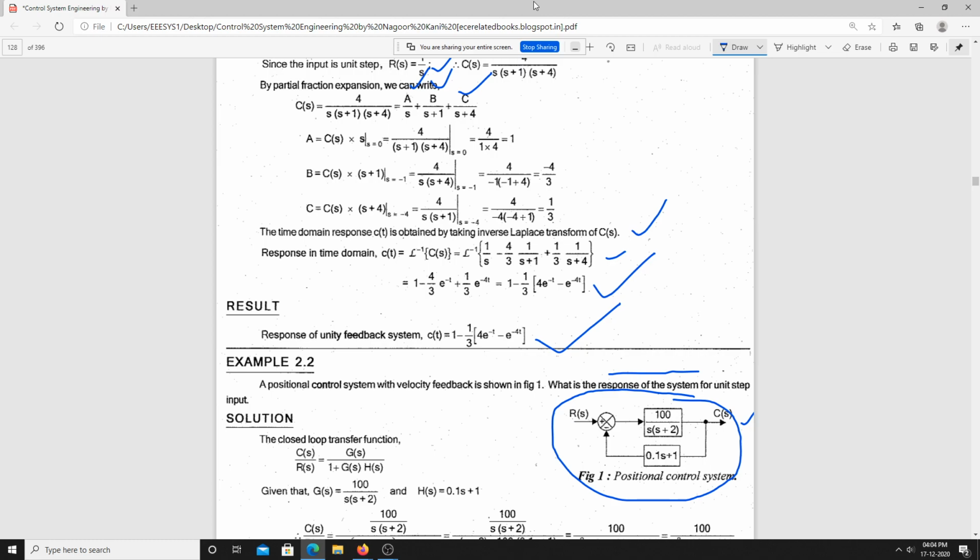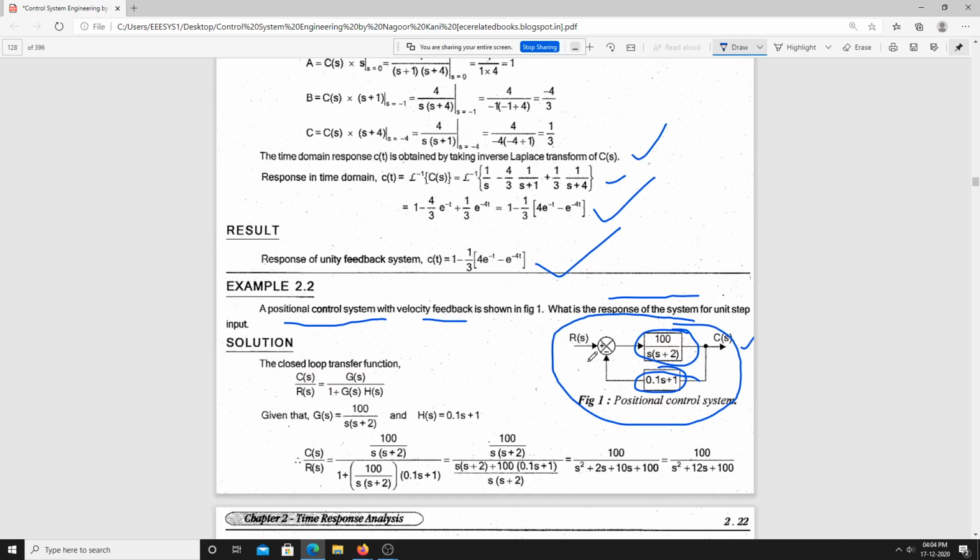So first of all, what are we supposed to do? We are supposed to find out the closed loop transfer function for this one. This is the open loop transfer function, and here we do not have a unity feedback system. Is it clear? Here we have a positional control system with velocity feedback. Is it clear? And that R of S input is nothing but a step input.